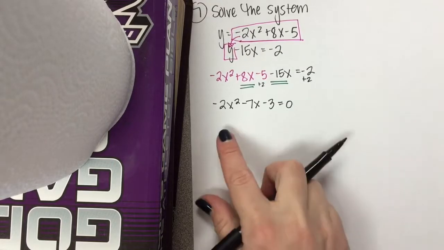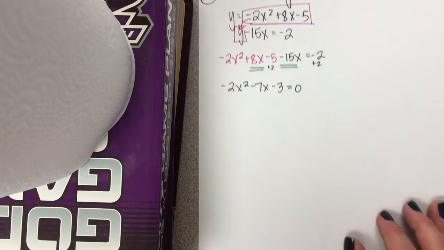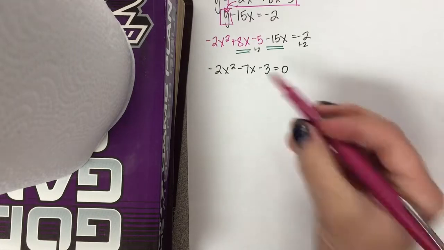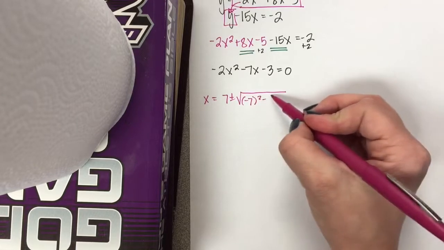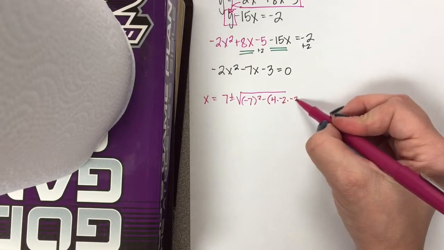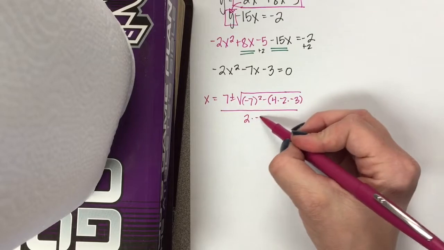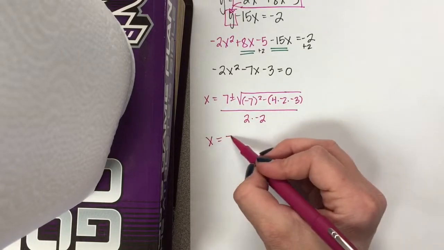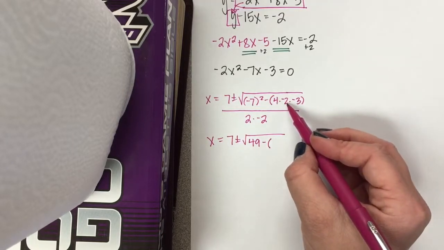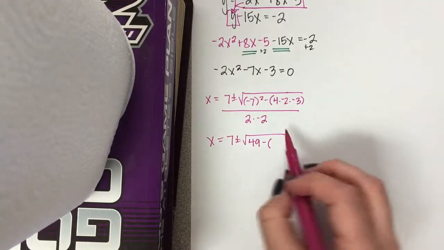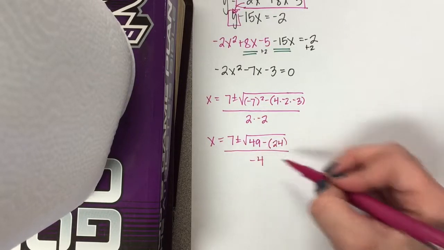I don't want to complete the square because this is not a whole number. It doesn't look like it can factor. Maybe it could, but I'm not going to try it. I'm just going to go ahead and go straight into the quadratic formula. So x equals negative b plus or minus the square root of b squared minus 4 times a times c, and that whole thing is over 2 times negative 2. So x equals 7 plus or minus the square root of 49 minus, and then we get 4 times 2 is 8. 8 times negative 3 is 24, but because there's two negatives, that's a positive. All over 2 times negative 2 is negative 4.